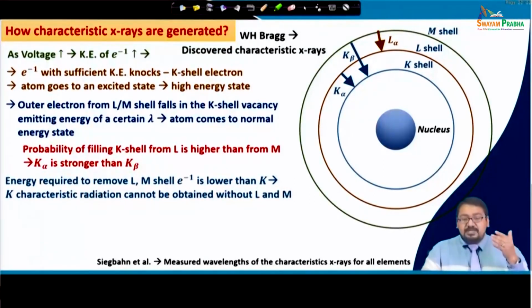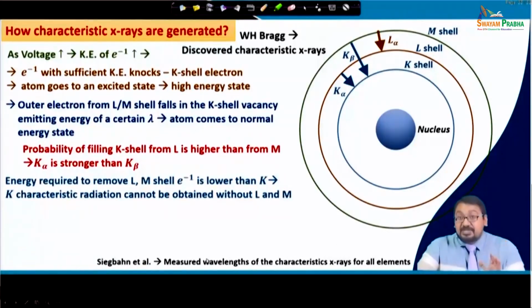So you see that Siegbahn et al. actually measured the wavelengths of all the characteristic X-rays for all the elements, and they have documented it, and this can be obtained from Siegbahn et al. if you look on the internet.